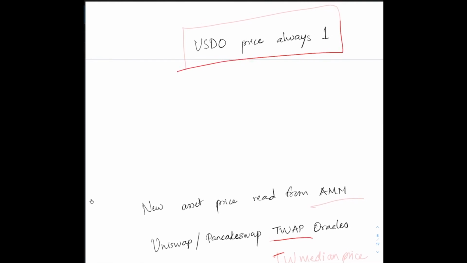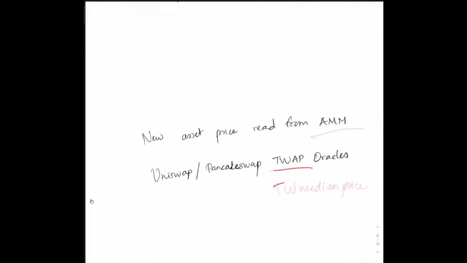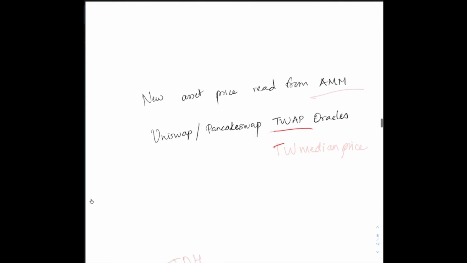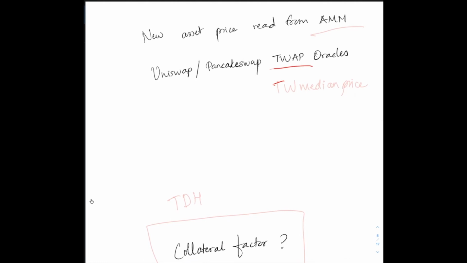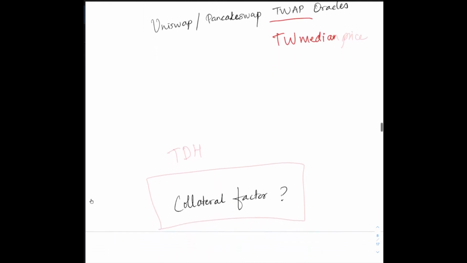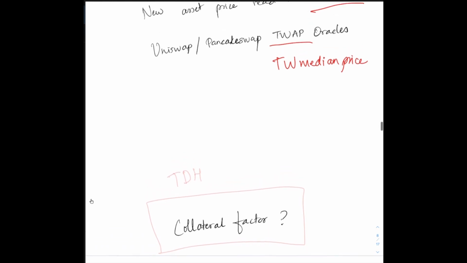Now, the default price of USDO is always set to 1 because it's our system. On the market it can be above or below, but then there is an arbitrage opportunity. But the default price of USDO is always set to 1. The new asset's price, for example if you have the Open token, can be read from AMMs, and we can take a TWAP, or we can also take a time-weighted median price in the event there are any fluctuations in the price.